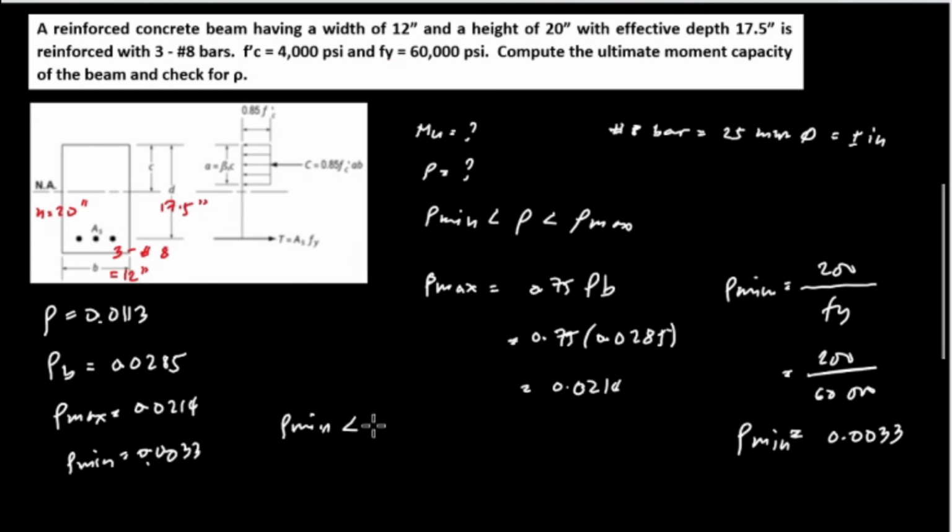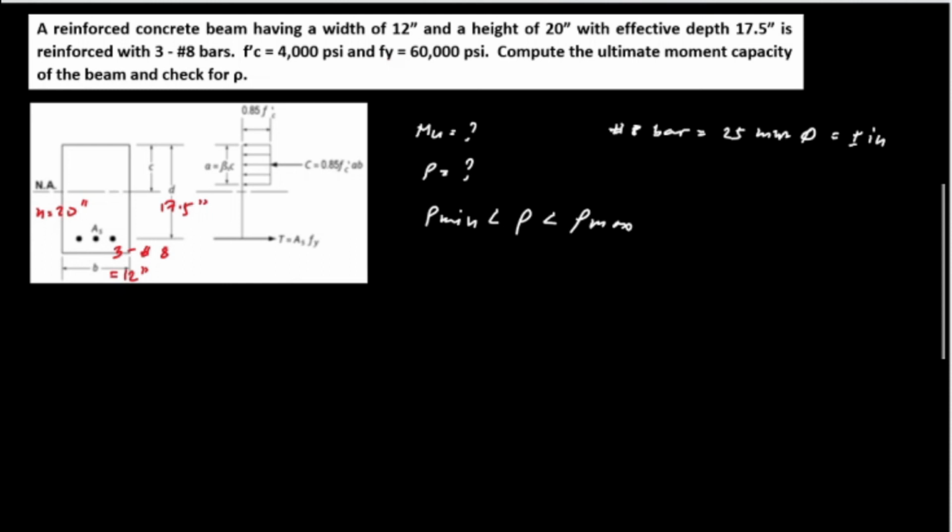and we check that rho minimum is less than rho actual and less than rho maximum. So rho minimum is 0.0033, less than rho actual, that's 0.0113, and less than rho maximum, that's 0.0214, and this is okay.